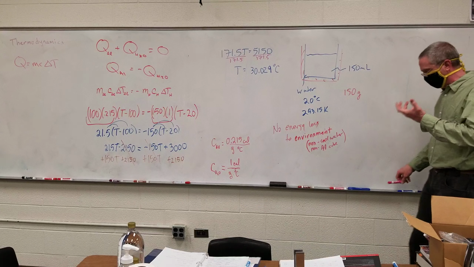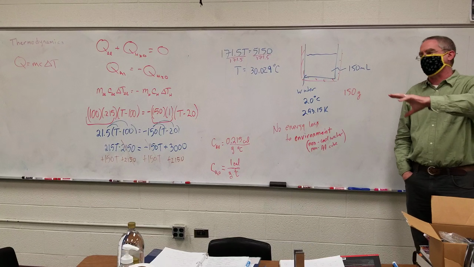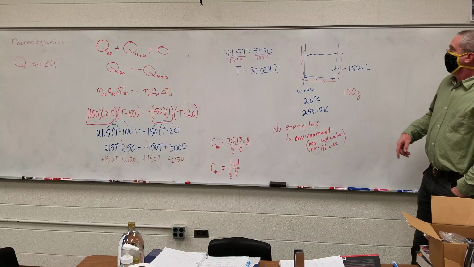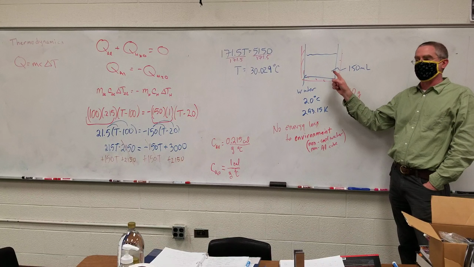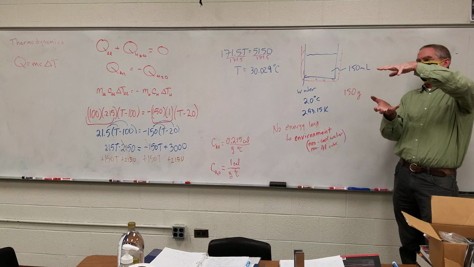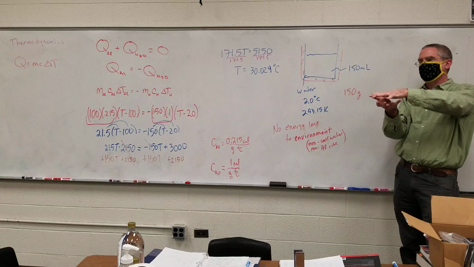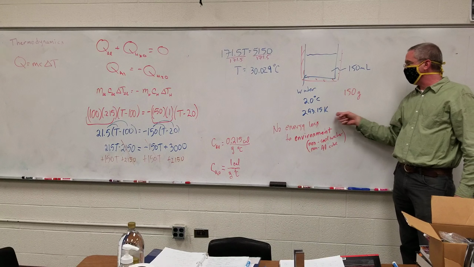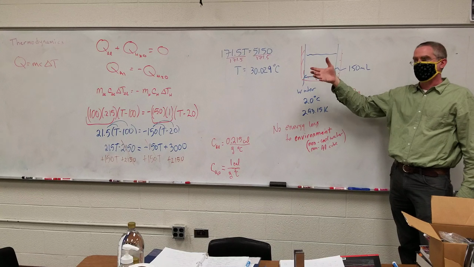All right, so think about whether this answer makes any sense. Just a very quick and dirty look at it. The temperature of the cube was 100 degrees Celsius and the water was 20 degrees Celsius to start out. One cools, the other one heats up. They should meet somewhere between those two numbers. That is indeed between my 20 degrees Celsius and my 100 degrees Celsius. So that makes sense.